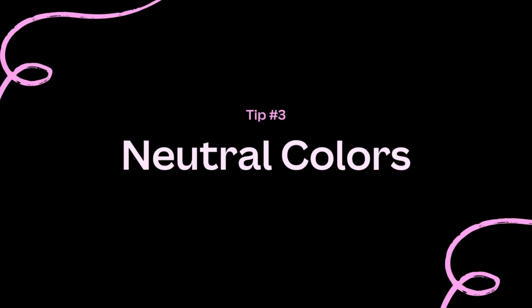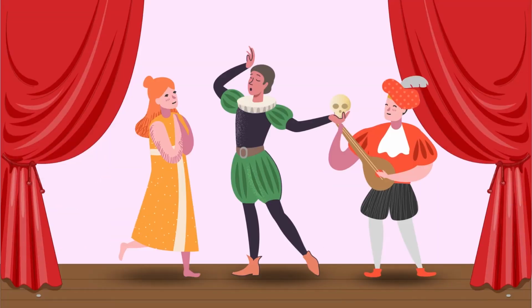Tip 3, neutral colors. Let's now talk about neutral colors. Neutral colors are usually overlooked, but they play a huge role in your designs. Think of it this way. Colors are like a cast in a movie. Your lead actors are your main colors, while neutral colors are your supporting characters. They tend to recede in the background, making your lead actor stand out more. But without them, you're left with a very boring story.